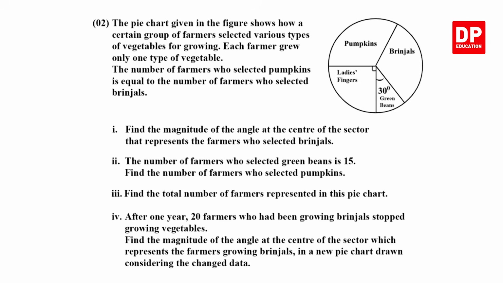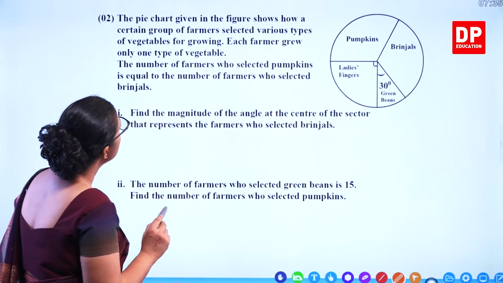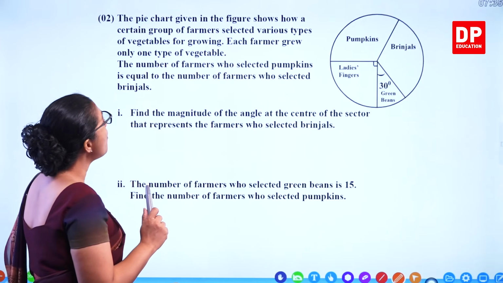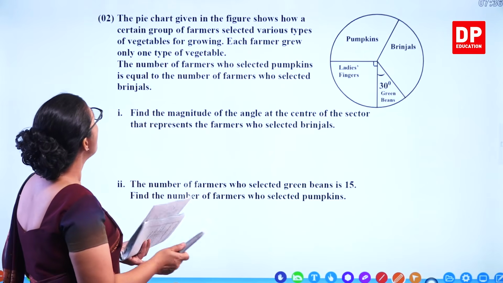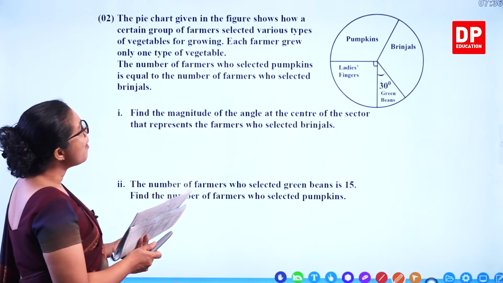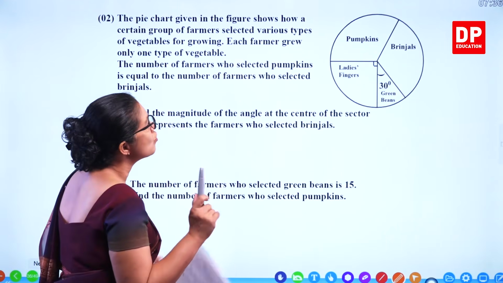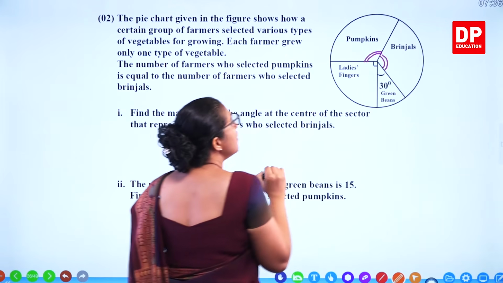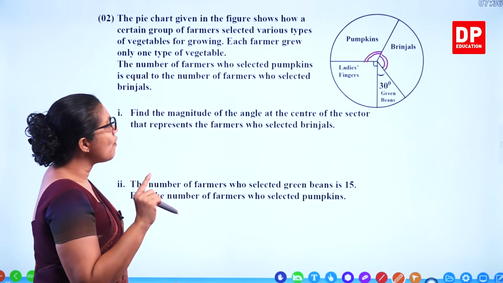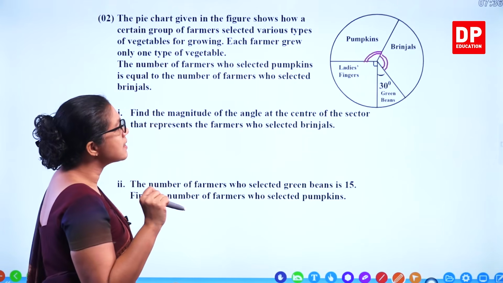Now you can try question number 2. Question number 2 also has 4 parts. We'll take the first one. The pie chart given in the figure shows how a certain group of farmers selected various types of vegetables for growing. Each farmer grew only one type of vegetable. The number of farmers who selected pumpkins is equal to the number of farmers who selected brinjals. So that means this angle and this angle both are equal. Find the magnitude of the angle at the center of the sector that represents the farmers who selected brinjals.